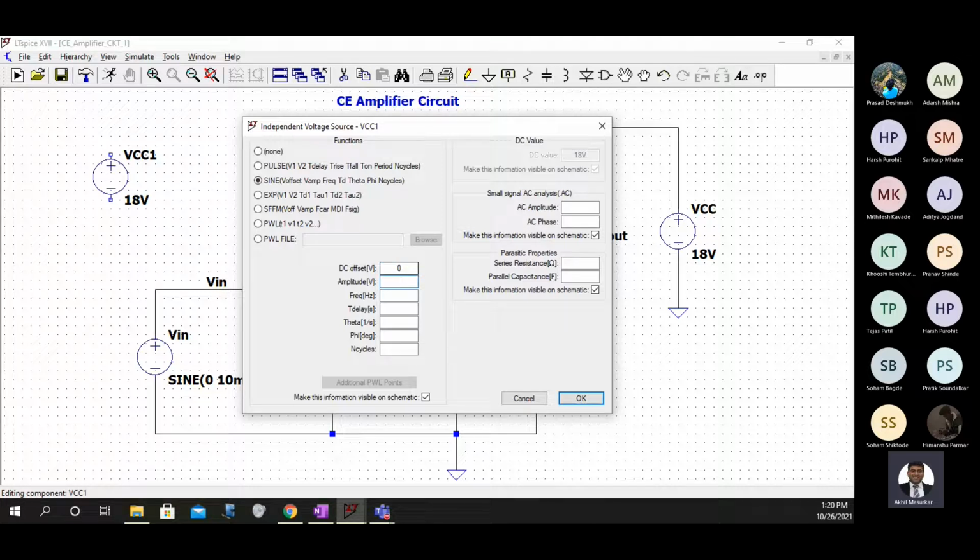And amplitude, so input cannot be very high because you are trying to amplify a signal whose amplitude is small. So V in you have to give it very small. Frequency you can write anything, 1 kilohertz, 2 kilohertz. It all depends on you.